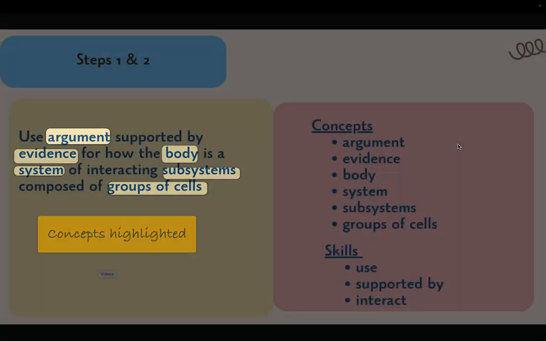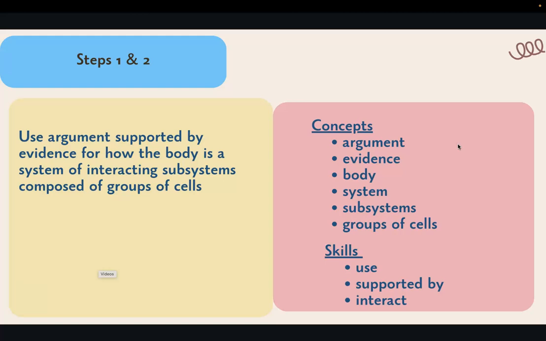Which suggests that the students will need to construct a reason, case or explanation. Evidence, right, to refer to the data or the information that students will use to support their argument. Body, the overall system being discussed. System refers to the body as a whole functioning unit. Subsystems, the various parts of the systems within the body that interact, and groups of cells indicate the cellular level that makes up the subsystem.